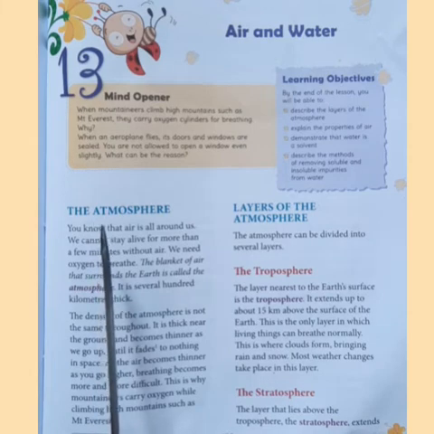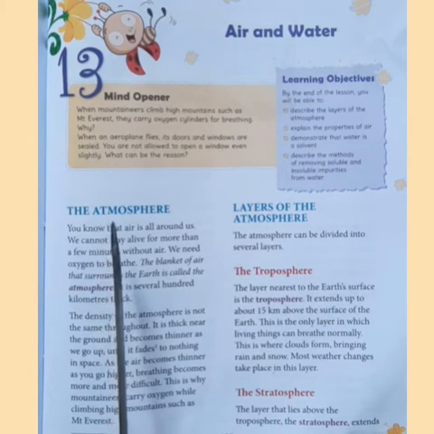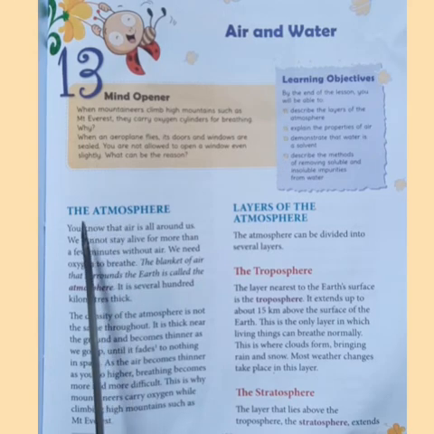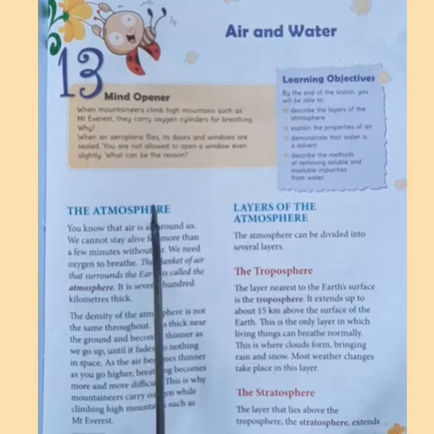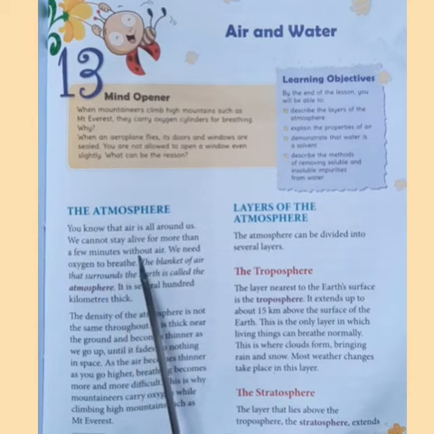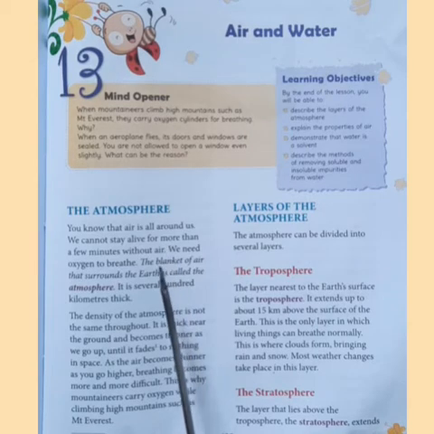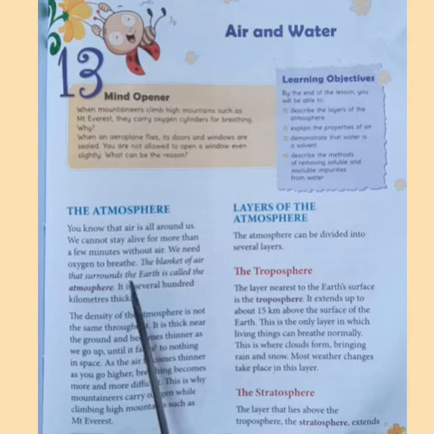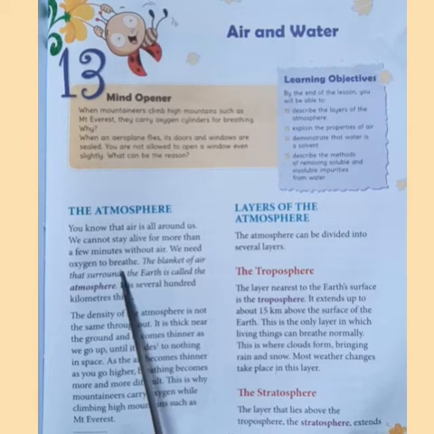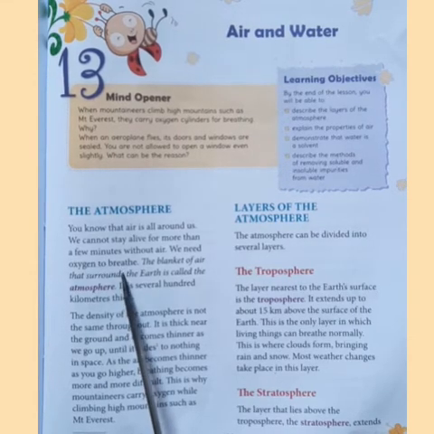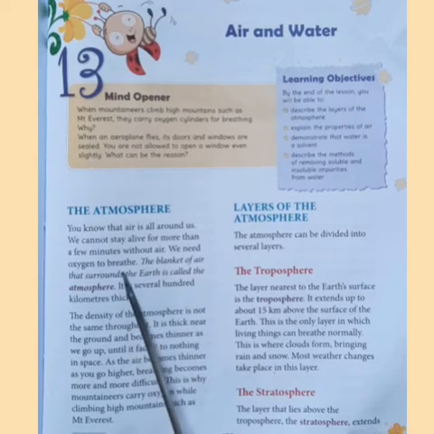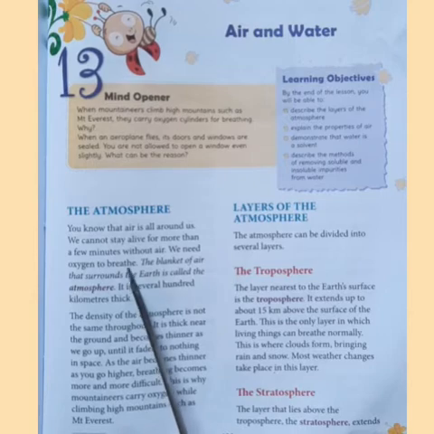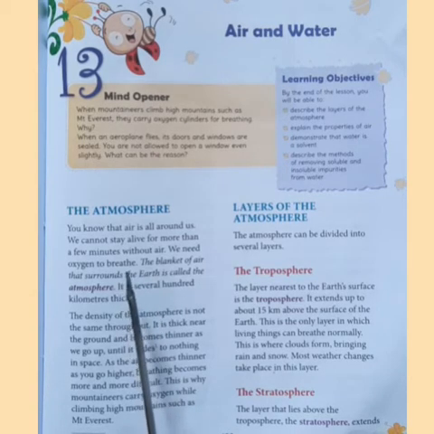What is air? As I said, air is a mixture of gases which is found everywhere. The atmosphere. We know that air is found all around us. So, we cannot stay alive for more than a few minutes without air. Already in previous chapters, we have studied that oxygen from air is important for us to respire. Without oxygen, we cannot live. So, we need oxygen to breathe or for respiration. All the living organisms need oxygen for breathing.